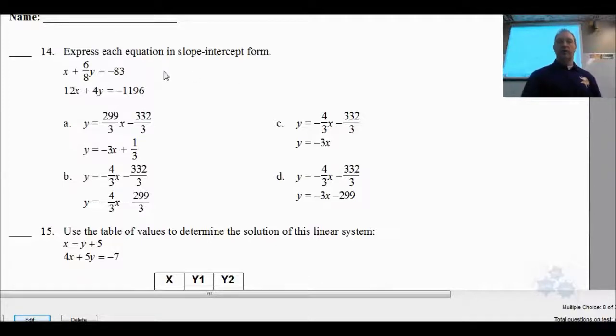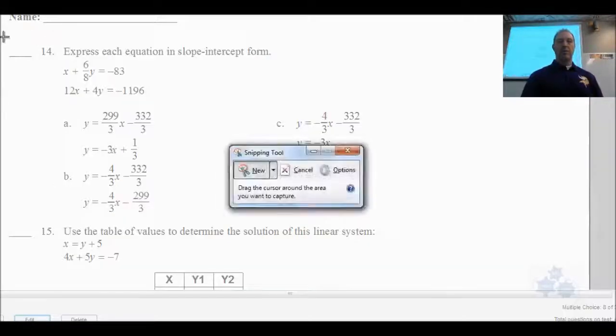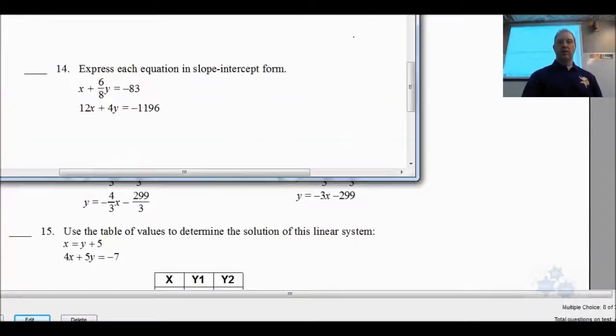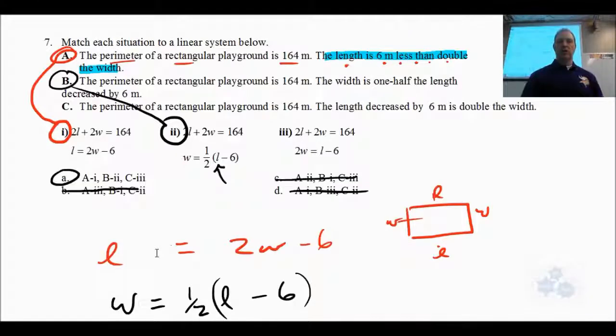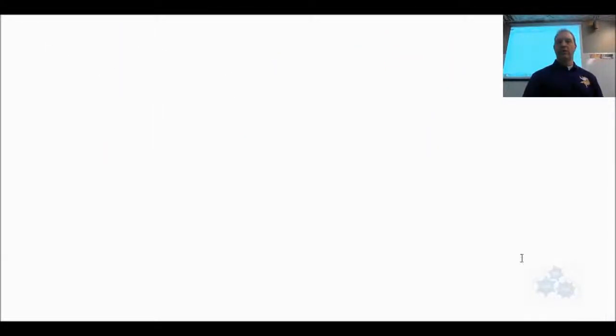Okay, well, here's a question. You're going to have to express each in slope-intercept form. Okay, that might be a good one for us to do here. Let's do this one together. Make sure you can change forms, right? It's pretty important.